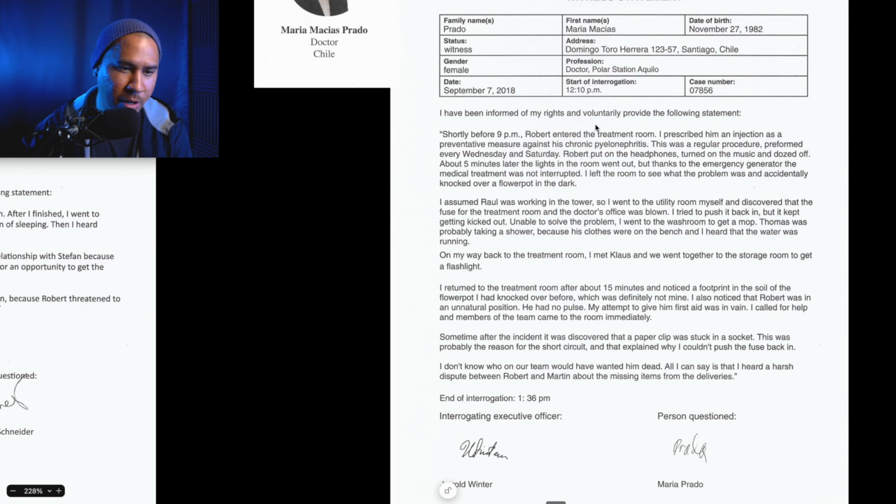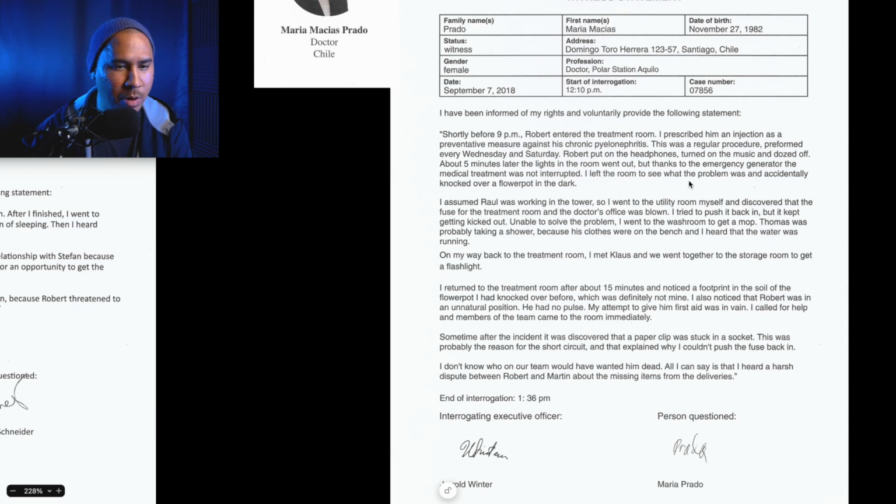So I've been informed of my rights and volunteered to provide the following statement. Shortly before 9 p.m., Robert entered the treatment room. I prescribed him an injection as a preventative measure against his chronic pyelonephritis. This was a regular procedure performed every Wednesday and Saturday. Robert put on the headphones, turned on the music, and dozed off. About 5 minutes later, the lights in the room went out. But thanks to the emergency generator, the medical treatment was not interrupted.